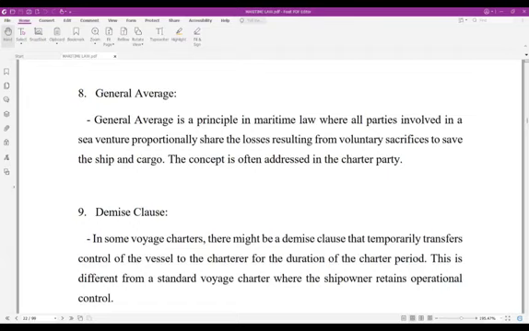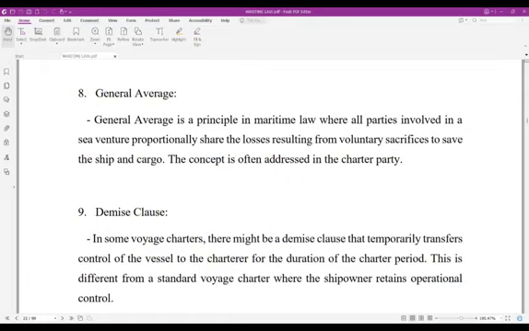Of course, in life, everything cannot be sweet. There are times where it will be sweet, and there are times where it becomes sour. We just have to bear it. For the time being, this concept is often addressed in the charter party.